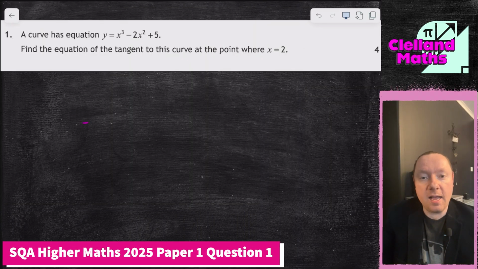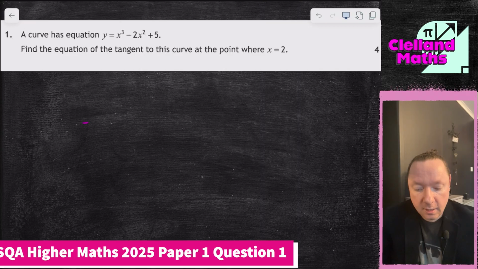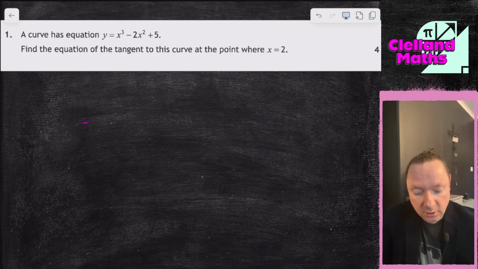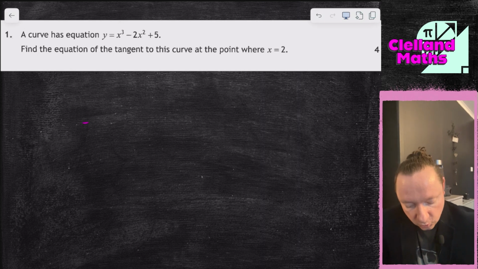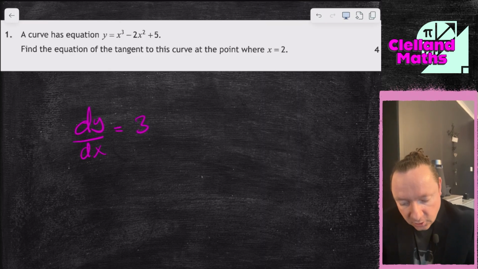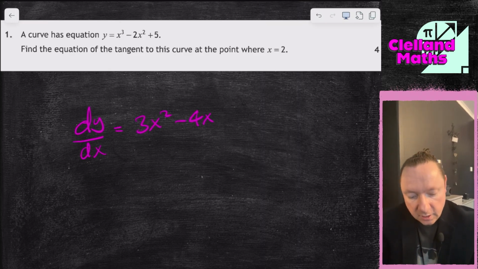SQA Higher Maths 2025 paper 1, question 1. A curve has equation y equals x cubed minus 2x squared plus 5. Find the equation of the tangent to this curve at the point x equals 2. Equation of the tangent means I need to differentiate. So I do dy by dx, and that tells me the gradient. 3x squared, 2 2s is 4, so 4x, and the 5 disappears.